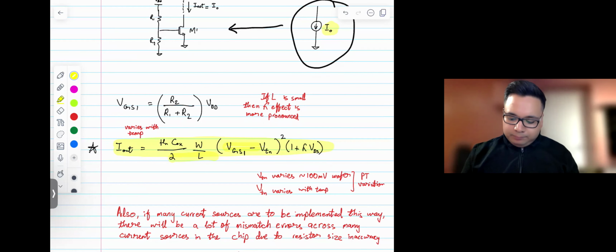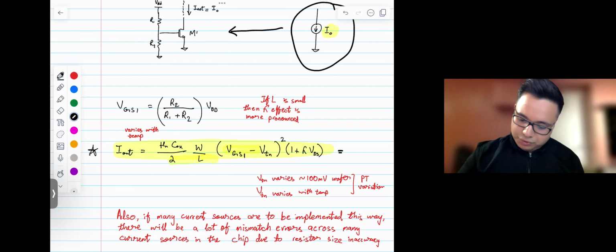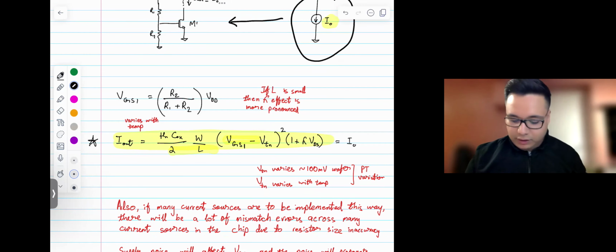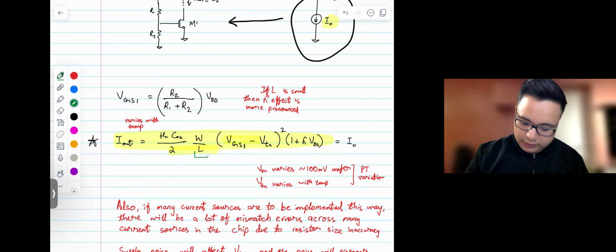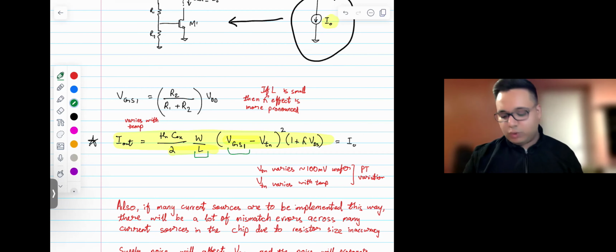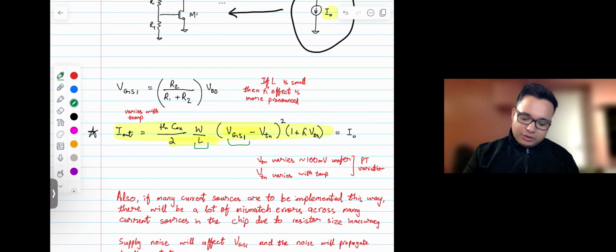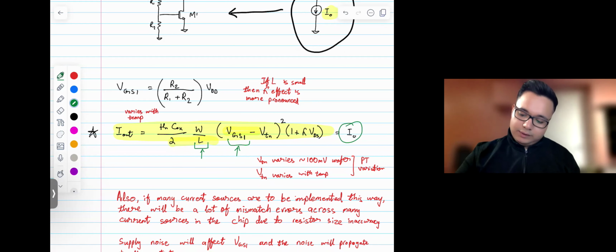And then that's basically I out, and my goal was to make it equal to I naught. Let's say mu n Cox would be a constant. So I set W by L here to something, and I set VGS1 to something. I know my VTN while designing, and so based on that, I can set these two quantities such that the I out is equal to I naught. Okay, so great.